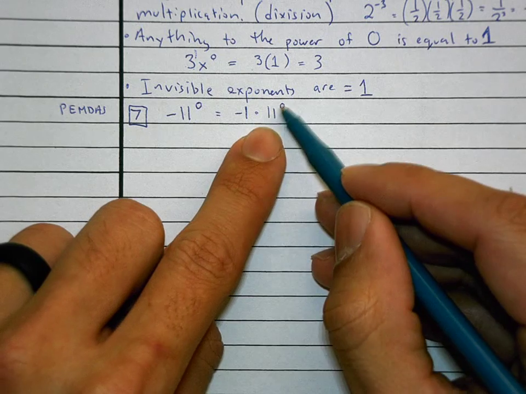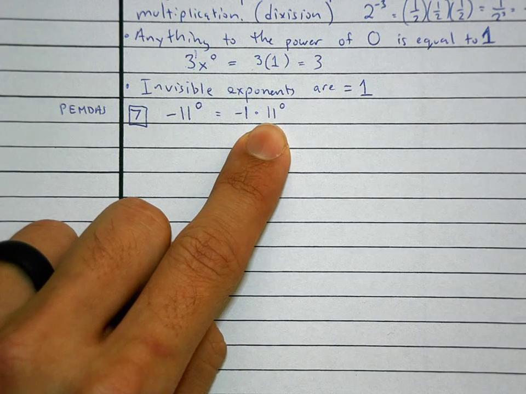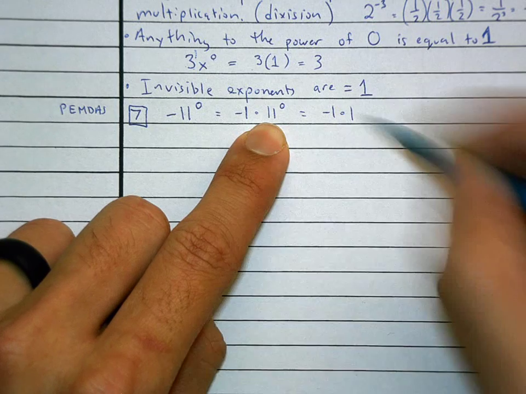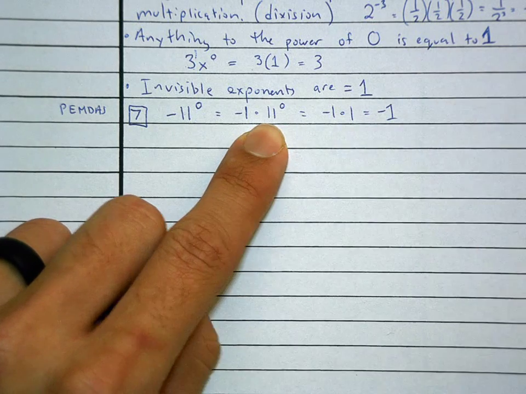So what is 11 to the 0 power? That's 1. And then we are multiplying it by the negative. Our final answer is negative 1 for number 7.